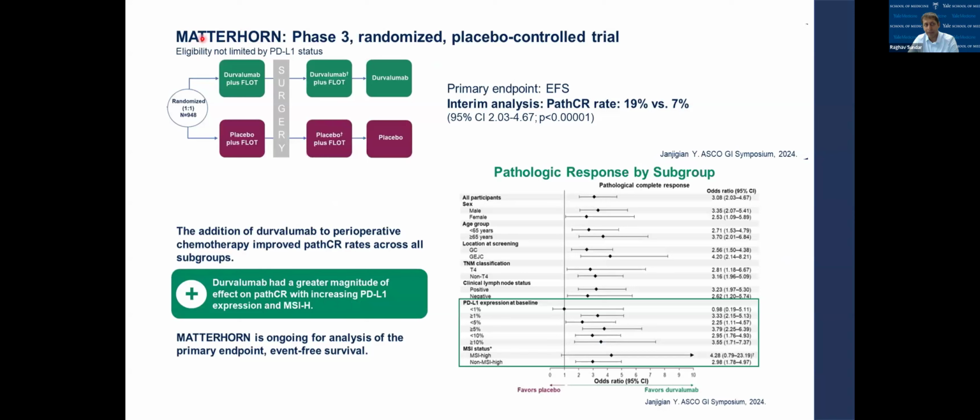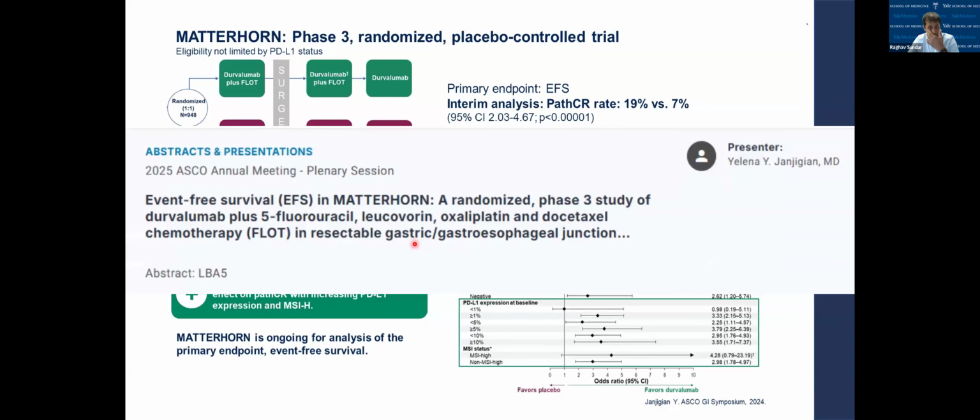However, we also saw data from the Matterhorn study that was a more cleanly designed single endpoint study and with a more consistent chemotherapy backbone with FLOT. And in this study, patients with FLOT were randomized to either receive durvalumab or placebo and then underwent surgery and then either continue with durvalumab and FLOT. And in this study, we saw earlier data looking at an improvement in pathological complete response of 19% versus 7%. But at ASCO this year, we are going to see as a plenary session the event-free survival of Matterhorn.